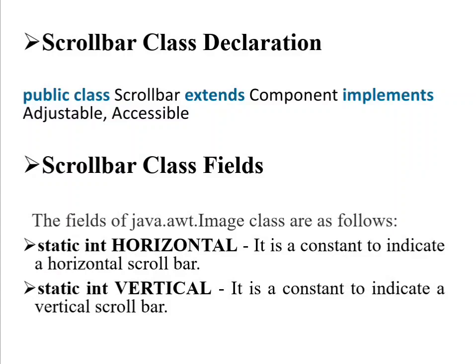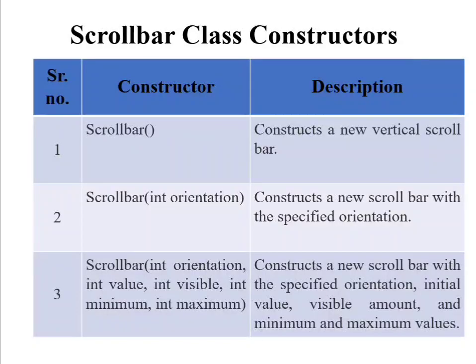Scrollbar(int orientation, int value, int visible, int minimum, int maximum) constructs a new scroll bar with a specified orientation, initial value, visible amount, minimum and maximum value. In the Scrollbar class constructor, the parameter orientation specifies whether the scroll bar will be horizontal or vertical. Value specifies the starting position of the knob of a scroll bar on its track.